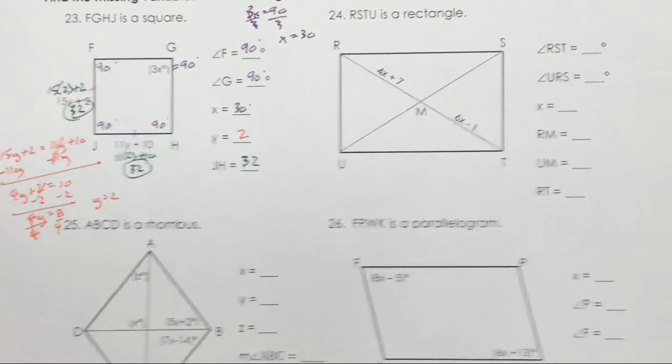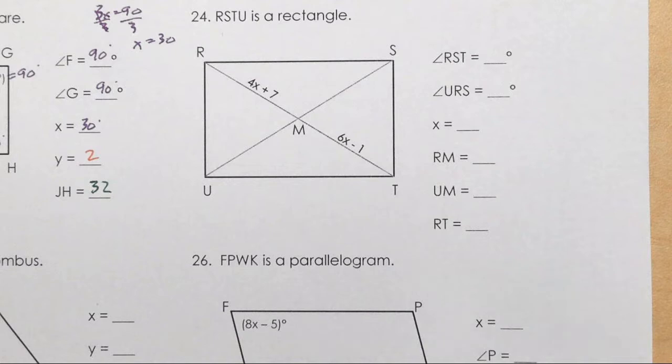Number 24, next one. It says RSTU is a rectangle.